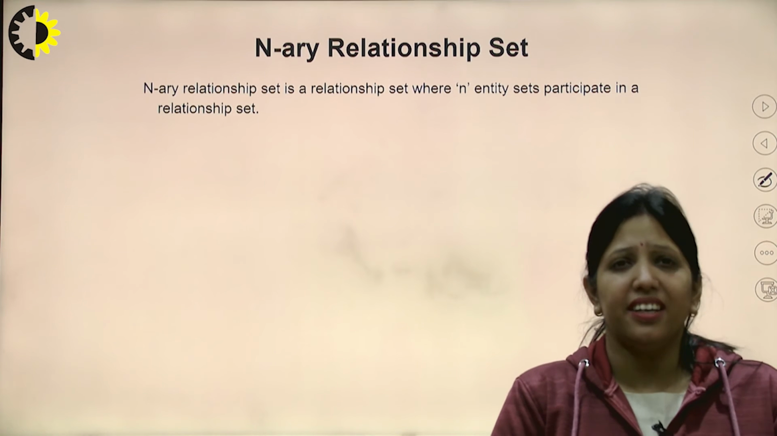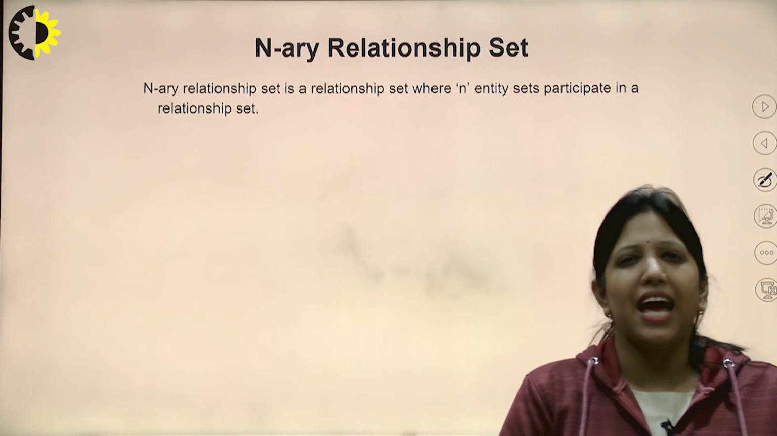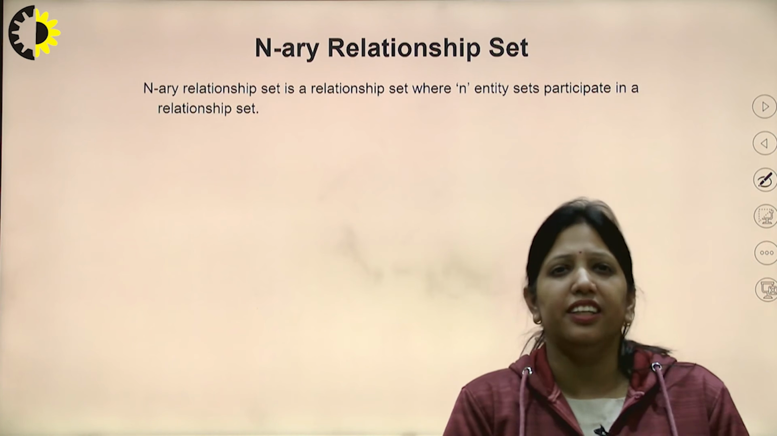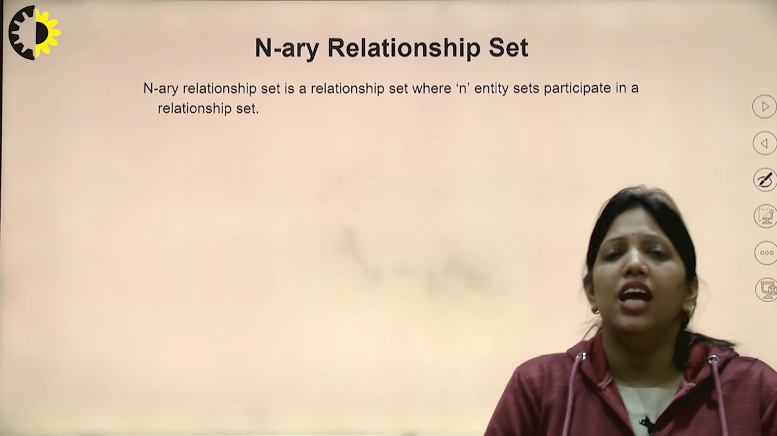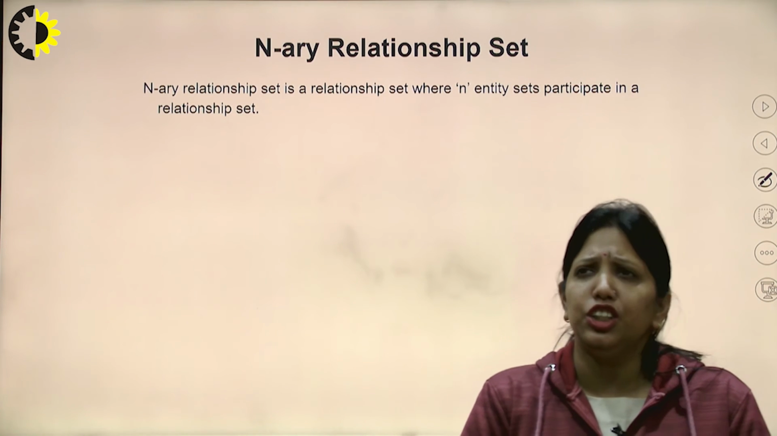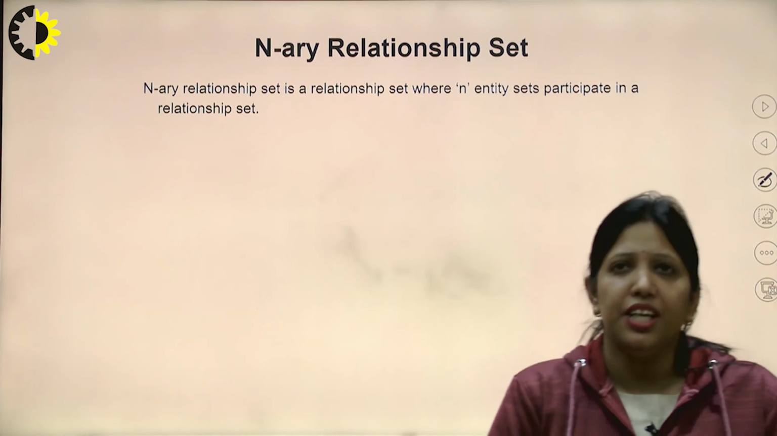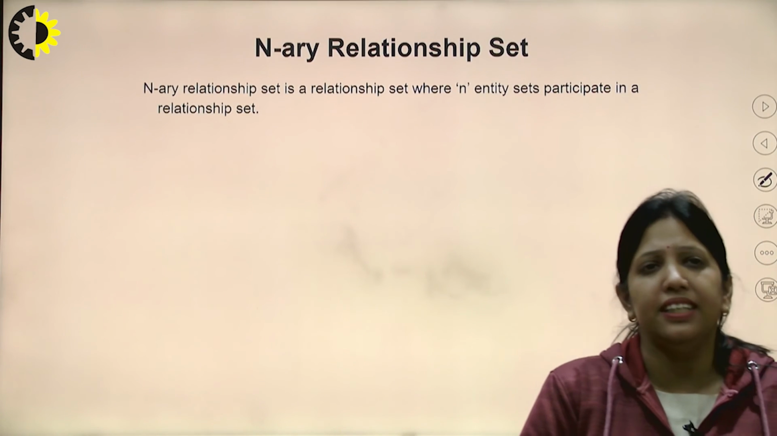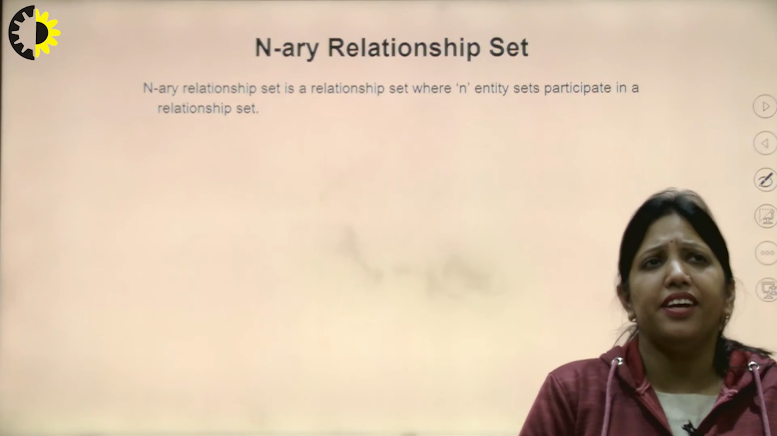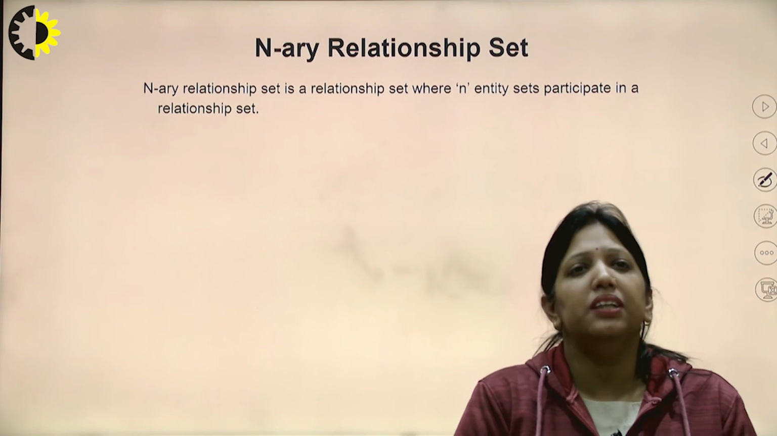Then we have an n-ary relationship set. An n-ary relationship set is a relationship set where any number of entity sets participate in a relationship set. Here we have any number of entities involved in a relationship. So these are the types of relationship set: unary, when we have only one entity set; binary, when the relationship exists between two entities; ternary, when the relationship exists between three entities; and n-ary, when any number of entity sets participate in the relationship set.